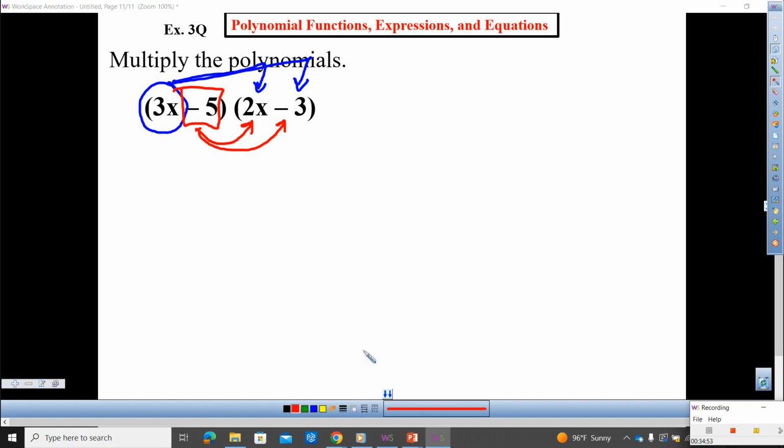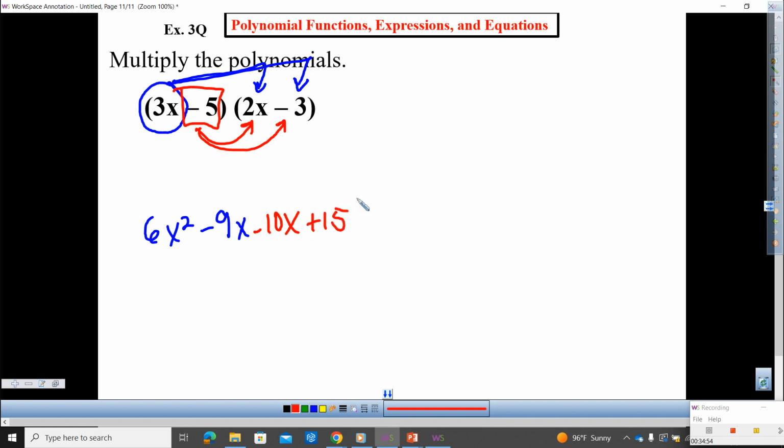Help me out, please. Jaden, go. 3x times 2x. 6x squared. 3x times negative 3. Negative 9x. Hands if you got up to right there. Okay, thank you. Continue, Emily. Negative 5 times 2x. Negative 10x. And negative 5 times negative 3. 15 positive. Hands if you got that.